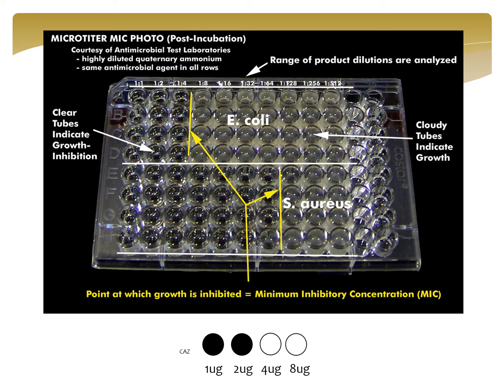So if you look at the example at the very bottom, we have ceftazidime. We have 1 microgram, 2 micrograms, 4 micrograms, and 8 micrograms of ceftazidime. If E. coli grows in the presence of 1 microgram and 2 micrograms, the MIC would actually be 4. It's the first well that does not grow. That is our minimal inhibitory concentration. So the MIC for this particular example would be 4 micrograms of ceftazidime. That's the dose that we want to use for our patient.